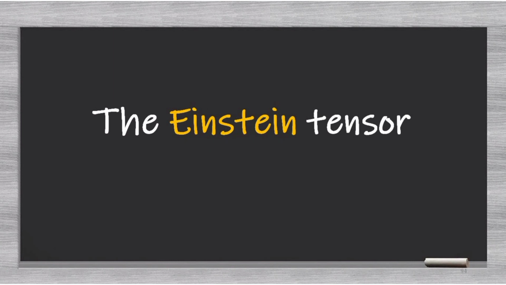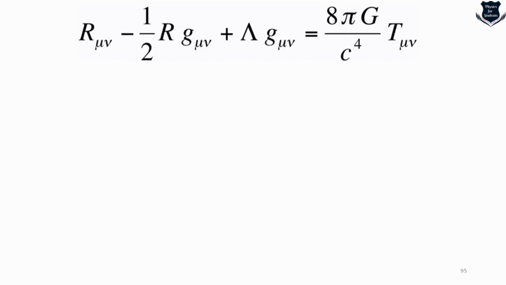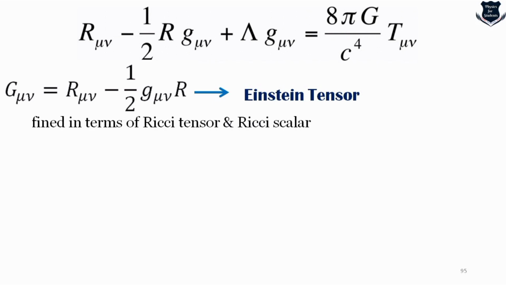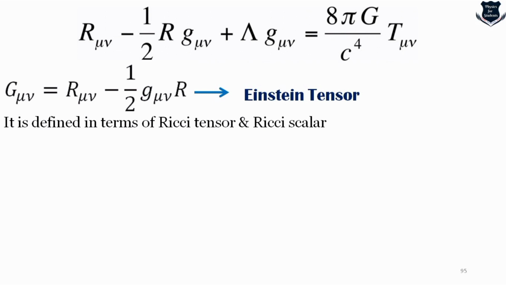Okay, so finally what we come to is the Einstein tensor. To be very honest, the Einstein tensor doesn't have much to deal with it. It is actually known as the trace-reversed Ricci tensor. So if you take this Einstein field equation, then this G mu nu becomes the Einstein tensor. It is defined in terms of Ricci and Ricci scalar.